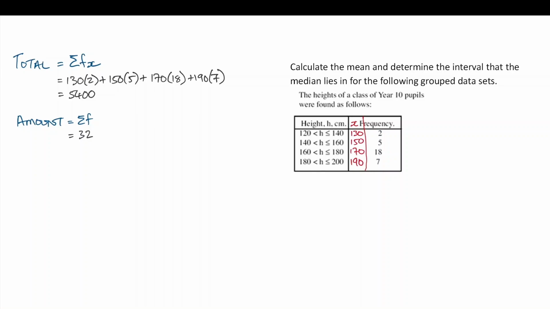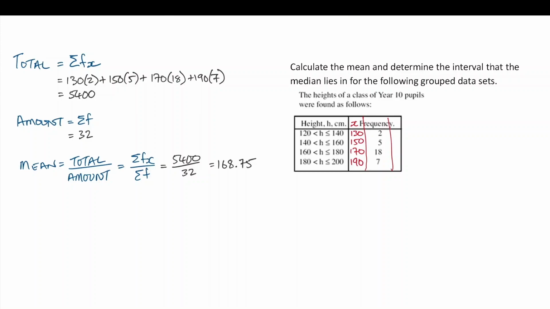Okay, the mean is the total divided by the amount. Sum of fx over sum of f. 5,400 divided by 32, and we get 168.75. That is the mean.